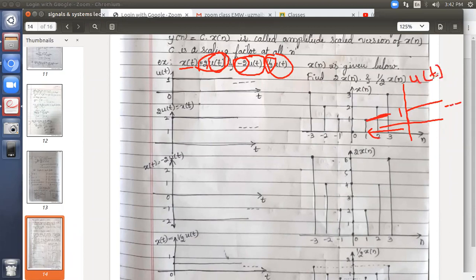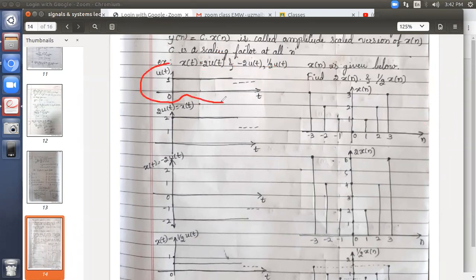So let's see how to get the scaled version, first, second and third. First, what I have done, I have drawn the basic signal, that is the unit step, because in all the three questions, u of t is common. So you should know how to draw u of t. Always, in order to draw any signal, take two axes. The horizontal axis represents the time. The vertical axis represents your signal, that is x of t.